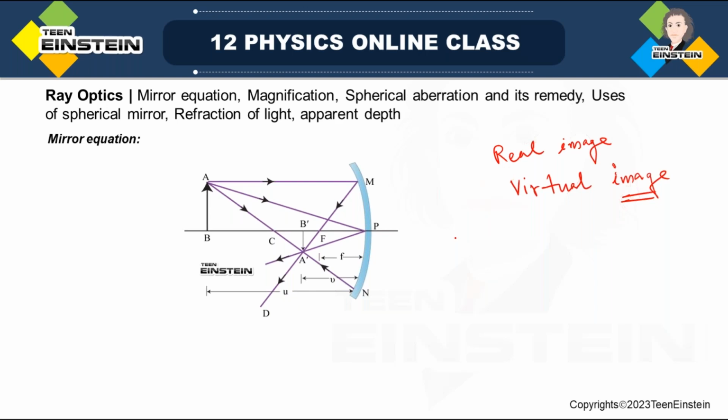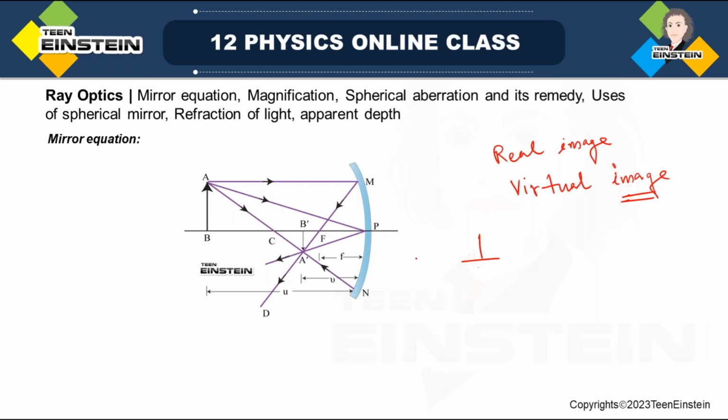But how to do that calculation, or where to get that information? To know that, we'll learn today the mirror equation. I had already told you a little bit about it.